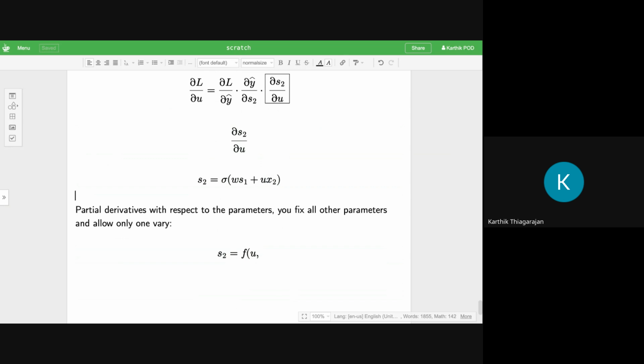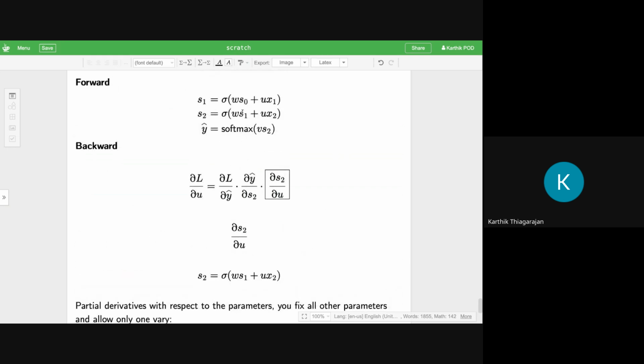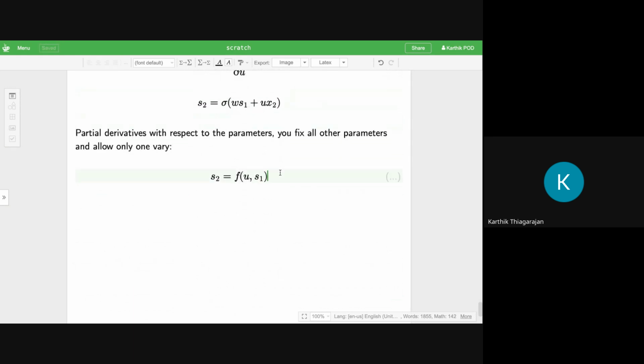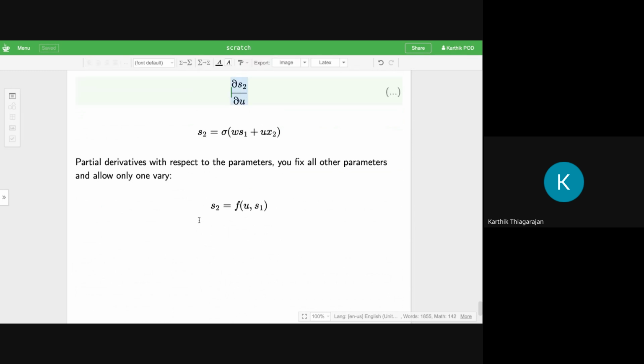Remember that your loss is only a function of the parameters and indirectly a function of the activations, right? So X2 is not an activation. It's only an input activation and it's fixed. W is another parameter, so you don't need to worry. But S1 is going to vary, right? Why? Because S1 itself is a function of U. So you have to be careful. S2 now is a function of U and S1. Remember, we want to find dou S2 by dou U.